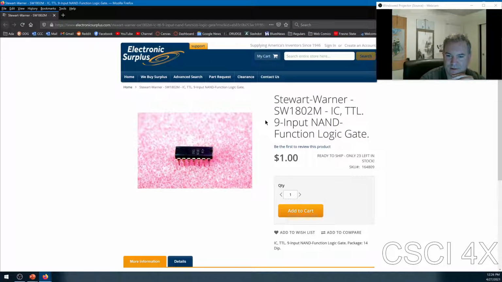So this here is a 9-input NAND function logic gate, TTL logic. If you try reading from the output when there's no input, it'll give you a true, I guess. I mean, it depends on how the NANDs are hooked up and stuff like that. But have you guys ever seen these things before? So, this is 9 input, 1, 2, 3, 4, 5, 6, 7. So there's 14 pins, 9 inputs.